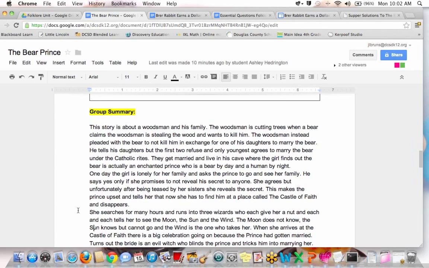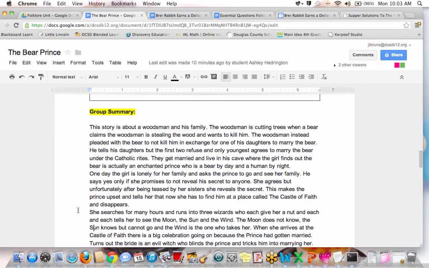So the story is about a woodsman and his family. The woodsman is cutting trees when a bear claims the woodsman is stealing the wood and wants to kill him. The woodsman instead pleaded with the bear to not kill him in exchange for one of his daughters to marry the bear. He tells his daughters, but the first two refuse, and only the youngest one agrees to marry the bear under the Catholic rites.